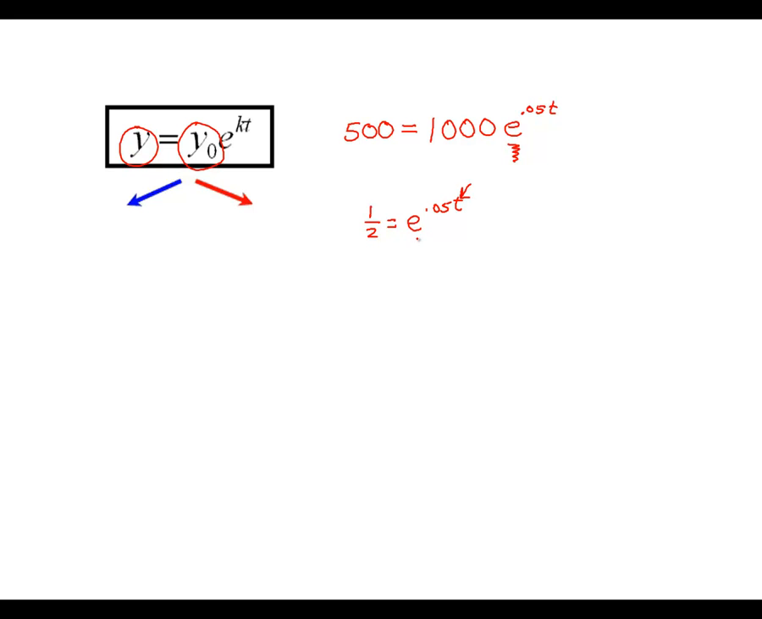So now, since the base is E, I would rewrite this using natural logs. So I would say the natural log, that's base E, of 1/2 equals 0.05 T. Now this is a number my calculator is going to give me, so I don't worry about that. I want to find how long it takes. So the last thing then is just to divide both sides by 0.05. So this is a calculator problem. The natural log of 1/2 divided by 0.05 gives me the value of T. So that's purely a calculator problem.